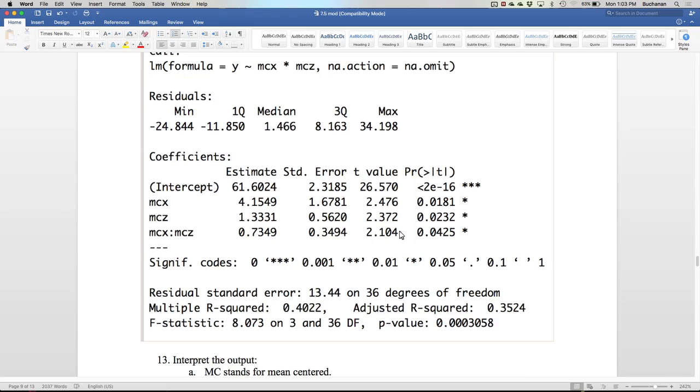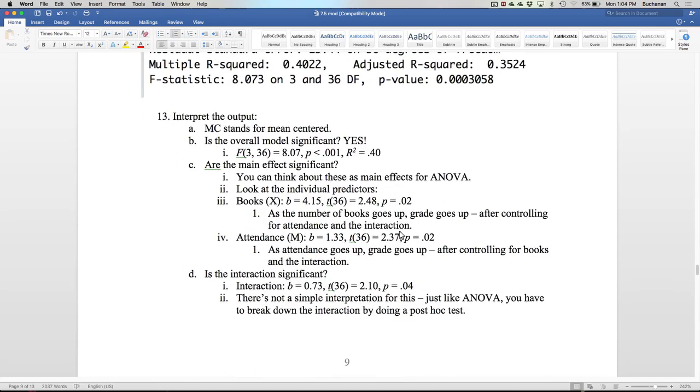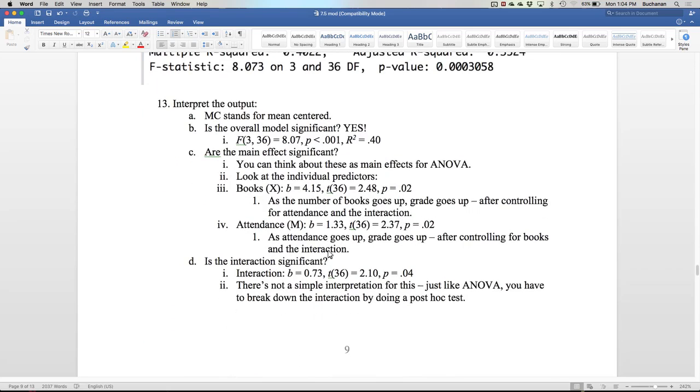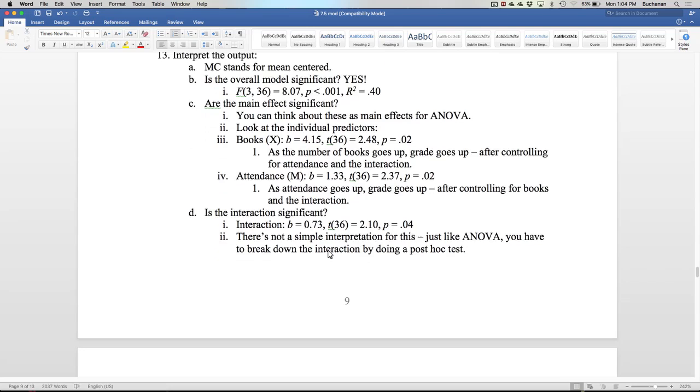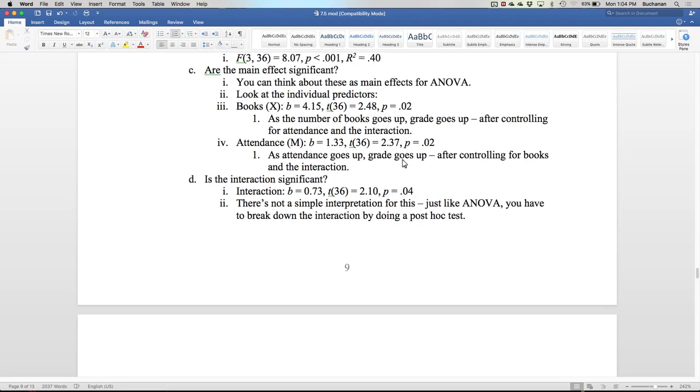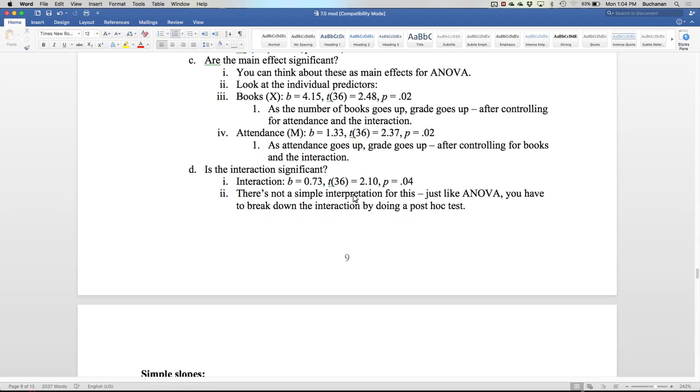So it's also significant. Now, interpreting this is really hard. For every books times attendance going up 1 point, grades go up 0.73. That doesn't make sense, right? So we have to do something to understand that interaction, because I can't interpret B directly. As books goes up, grades go up after controlling for attendance and the interaction. As attendance goes up, grades go up after controlling for books and the interaction. But I don't have a good answer for what 0.73 means for grades with that interaction component.